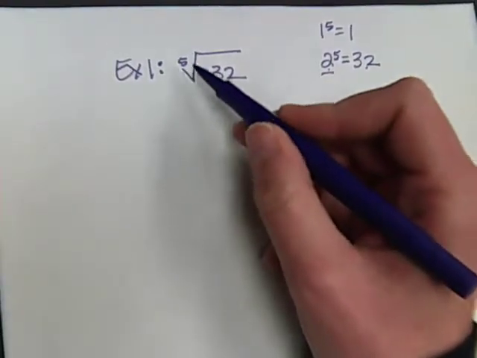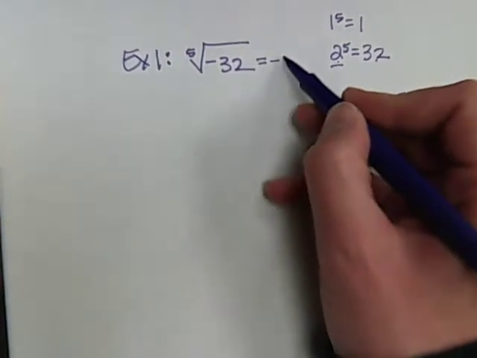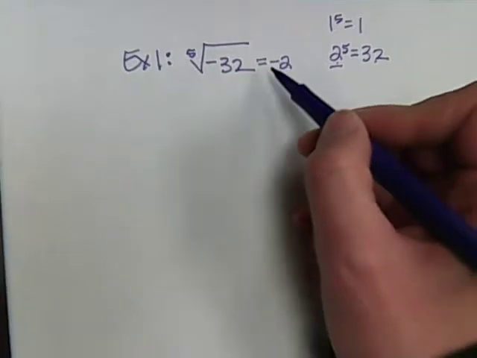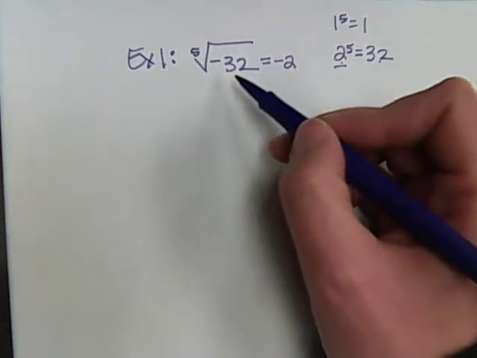Since it's a fifth root, since it's odd, we can have this negative in here. It just means that my answer is negative as well. It means that there are 5 negative 2's. If I multiply 5 negative 2's together, I'll get negative 32.